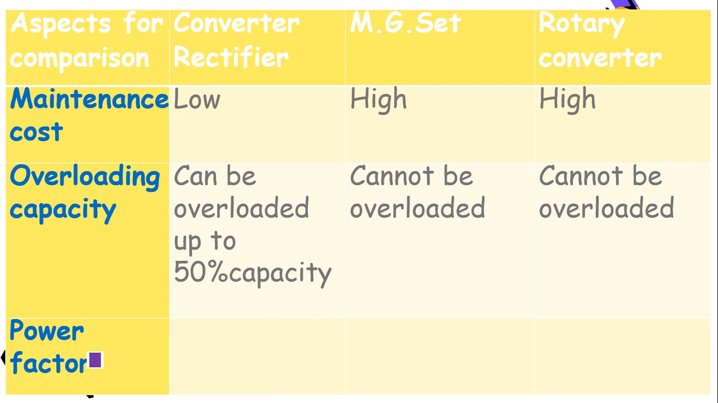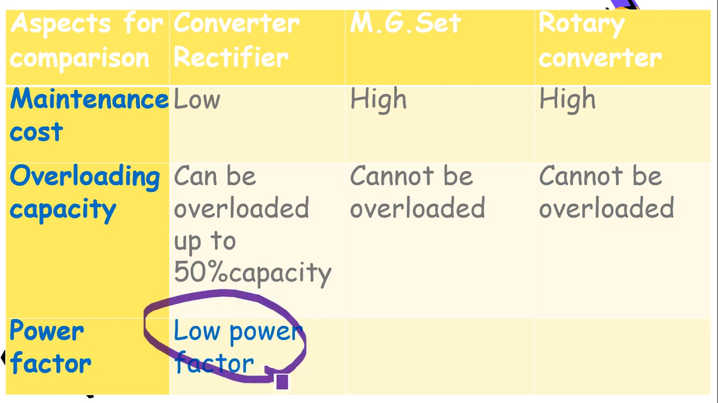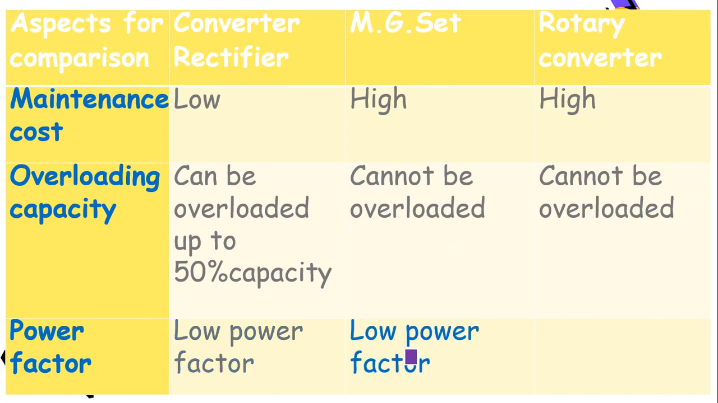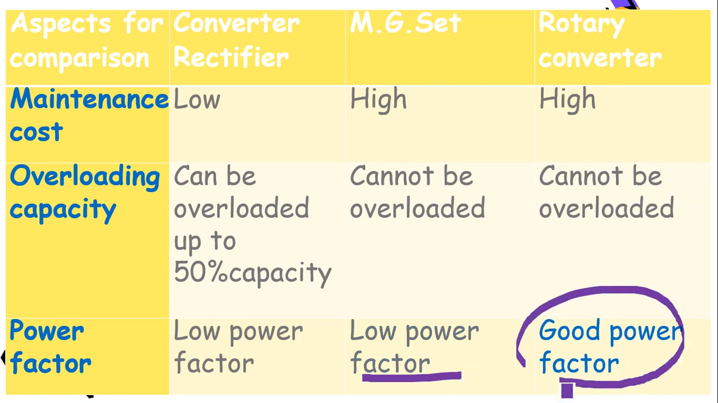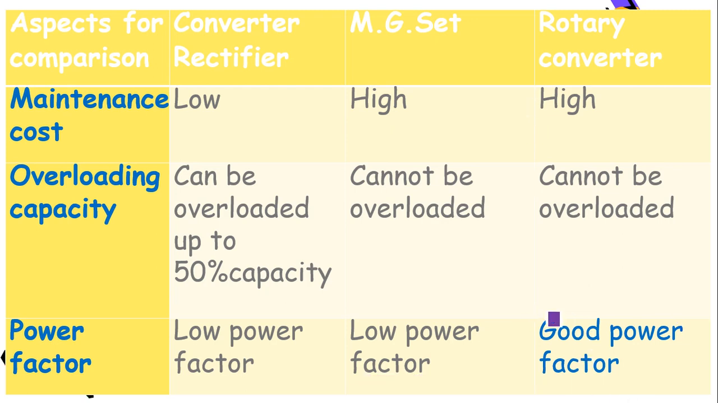The power factor of the AC side will be lower for the converter rectifier. It's a disadvantage for the rectifier section, it will be a lower power factor. And the MG set also has a low power factor, but the rotary converter has a good power factor because it can act as a synchronous rotary converter, and the power factor will be better. And this is the one point where the rotary converter has the upper hand.